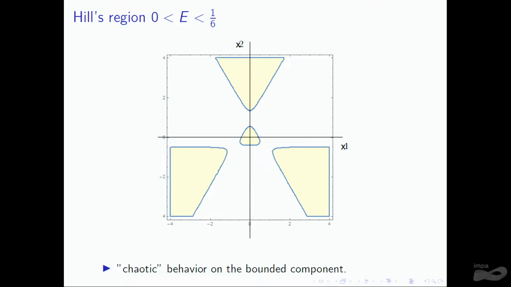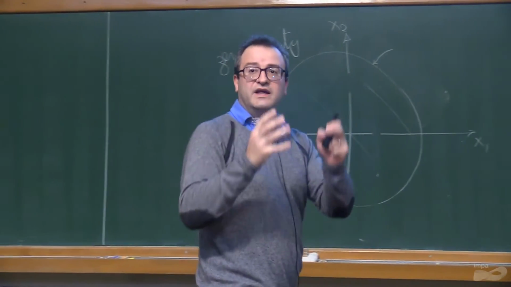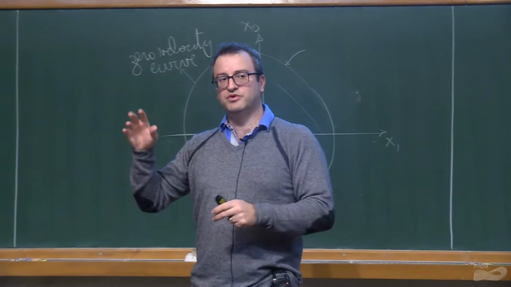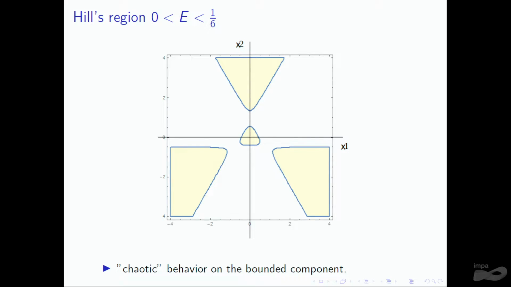Okay? So when we increase the energy a little bit, with energy between 0 and 1 over 6, we have a component of the energy level which is diffeomorphic to the three-sphere, which projects onto a disk that we see there, this component here. And here the dynamics is interesting. The same still happens in these 3 unbounded components. But the dynamics here is very interesting. It's like the star is moving. The star does not escape from the galaxy. But still very complicated dynamics there.